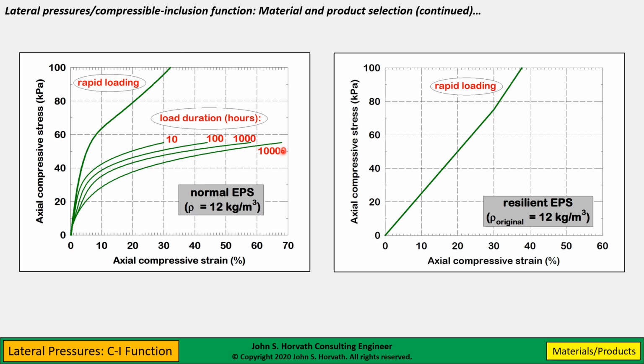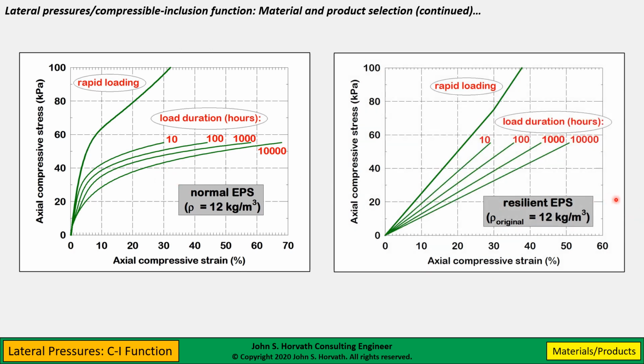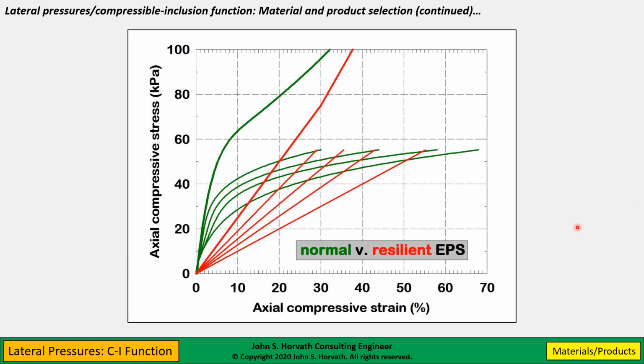For reference purposes, nowadays we prefer to do creep tests that extend to 15,000, 20,000 hours, so a little bit more than 2 years. So using creep test data, it's very easy to create these isochronous stress-strain curves, and I've done that for normal EPS. I've done it for resilient EPS. Well, we put this all together, and this kind of sums up everything I've been saying.